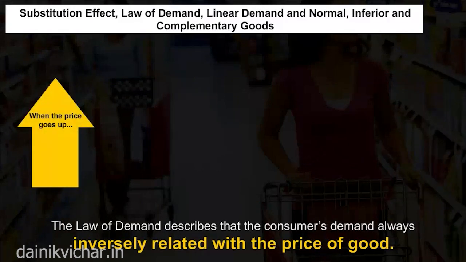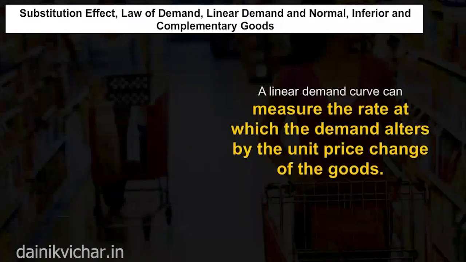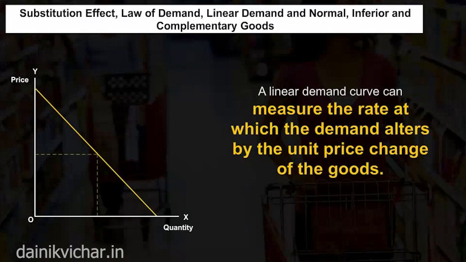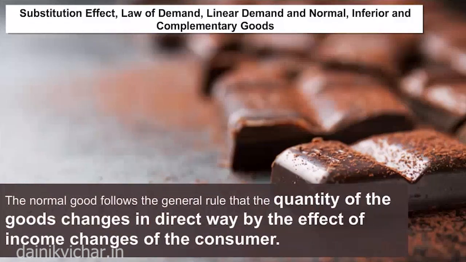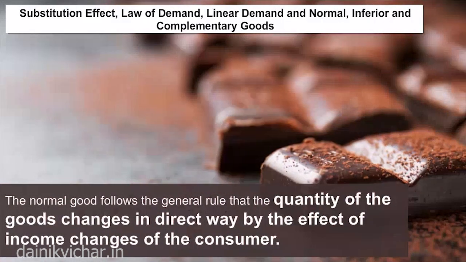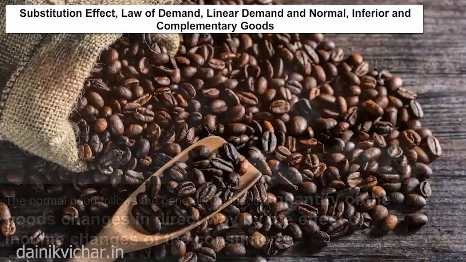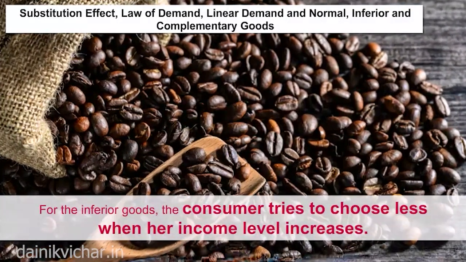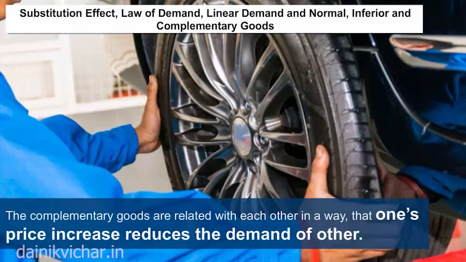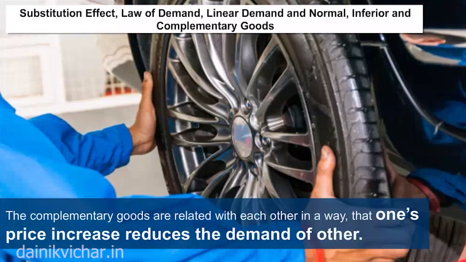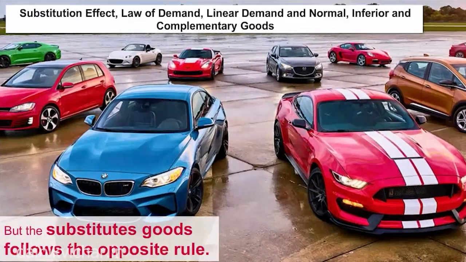The law of demand describes that the consumer's demand is always inversely related to the price of the good. A linear demand curve can measure the rate at which the demand alters by the unit price change of the good. The normal good follows the general rule that the quantity of the good changes in a direct way with the income changes of the consumer. But for inferior goods, the consumer tries to choose less when her income level increases. Complementary goods are related to each other in a way that one's price increase reduces the demand for the other. But substitute goods follow the opposite rule.